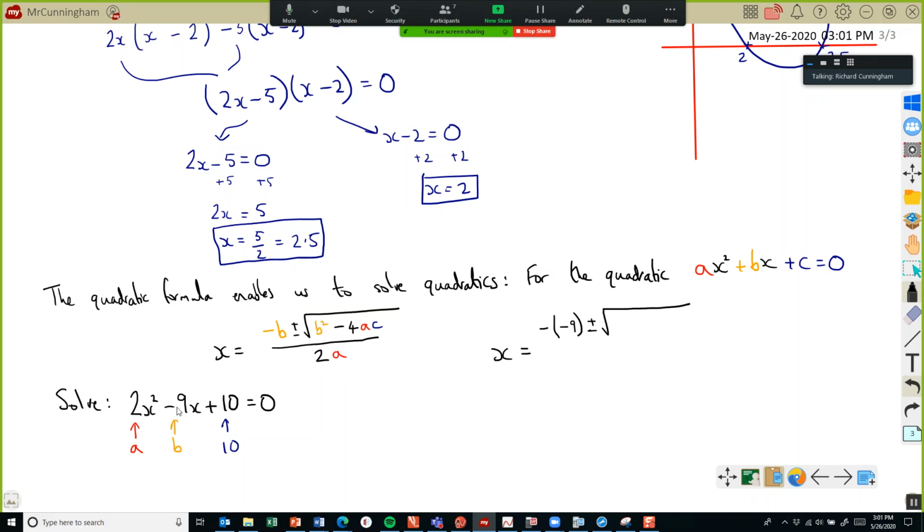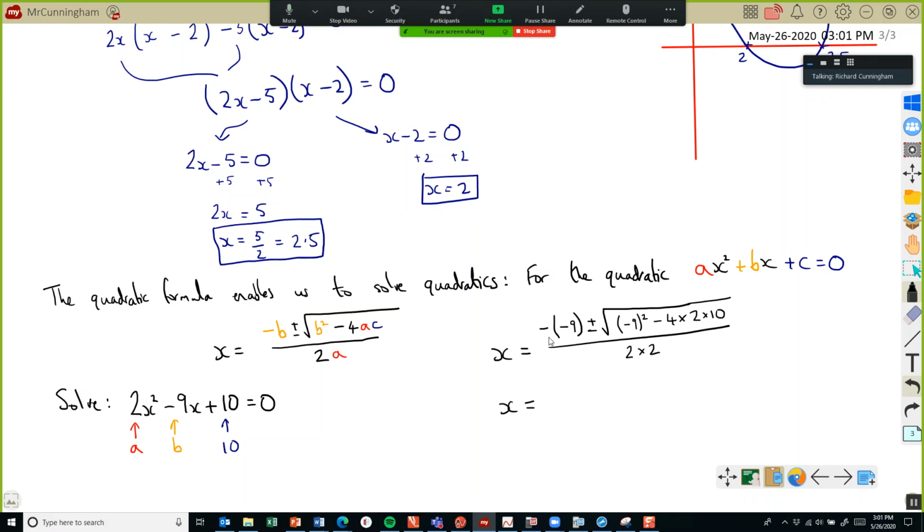Now I've got b squared. So b is what again? So minus 9 all squared. Notice I'm using brackets here. I've got my minus 4. It's always minus 4 times a. What's the value of a? And what's the value of c? Put all that in, all divided by 2 times what's the value of a? So 2 times 2.